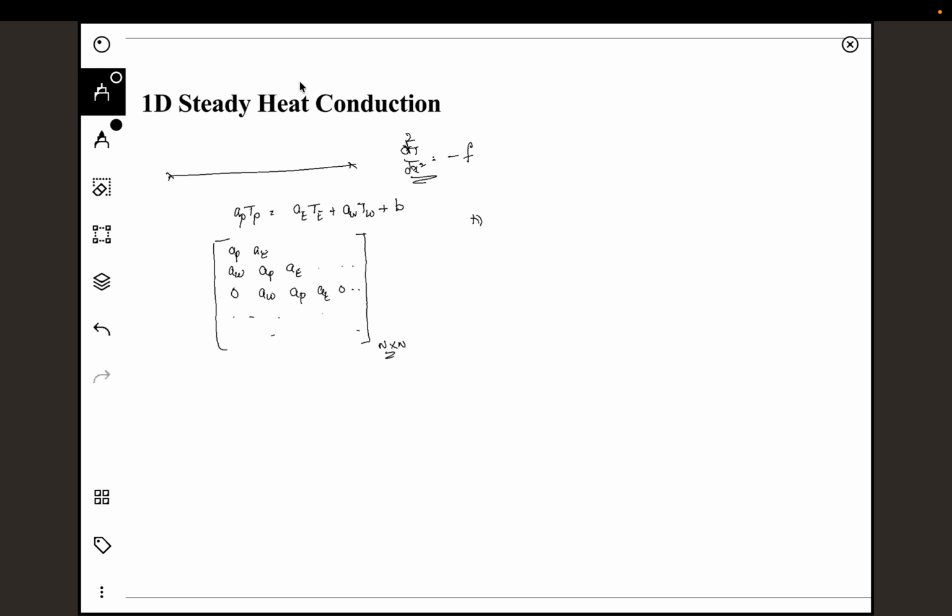Each row will have at max 3. So essentially I'll have 3 times n minus 2 plus 2 times 2. The first element will have 2 and the last one will have 2. So this will be 3n minus 2. These are the elements which are not equal to 0, and everything else is equal to 0.